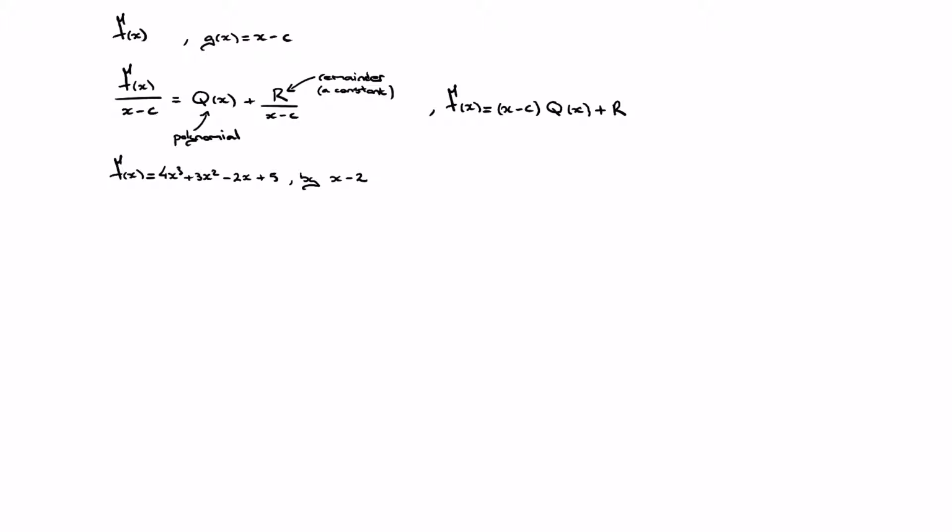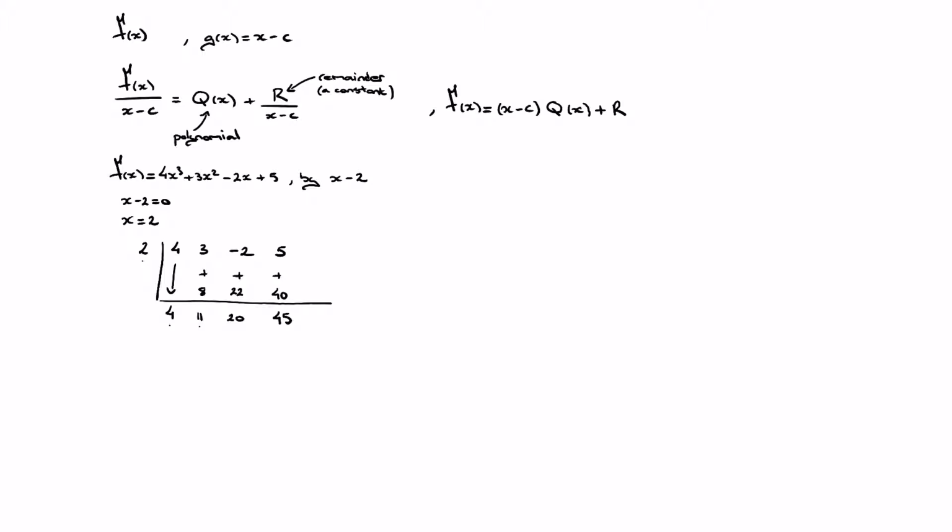Well, to do this, the first thing we do is solve x minus 2 equals 0. And of course, we quickly find that x equals 2. Now that we've done that, we're going to use the nested scheme in order to evaluate this polynomial f of x when x equals 2. So we do that here, make a little table. Looking at the coefficients of f, we have 4, 3, negative 2, and 5, and we're evaluating this when x equals 2. So we carry down the 4, 2 times 4 is 8, plus 3 is 11, 2 times 11 is 22, plus negative 2 is 20, 2 times 20 is 40, plus 5 is 45.